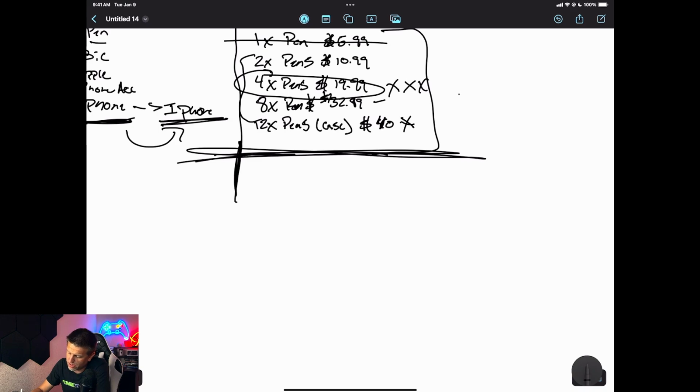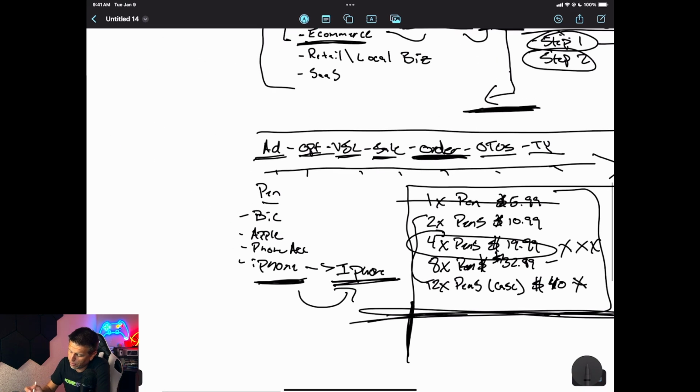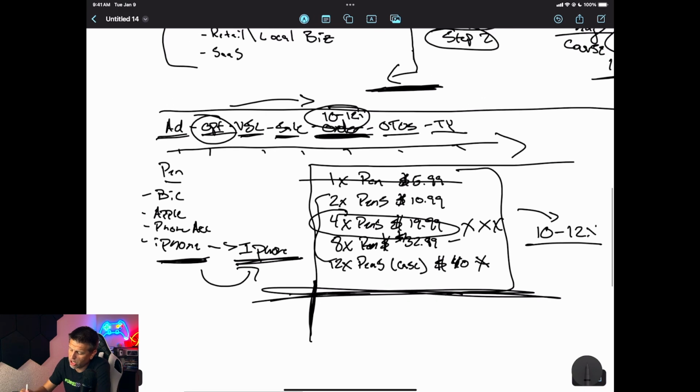I was getting a conversion rate on my pen funnel of about 10 to 12%. 10 to 12% of all traffic that hit this opt-in right here, I got a 10 to 12% take rate, which is outrageously high. On Shopify, you're looking at like 1%, probably lower. Okay. And if you're lucky, I don't know, maybe 2%.